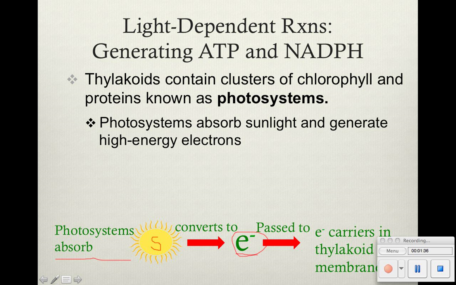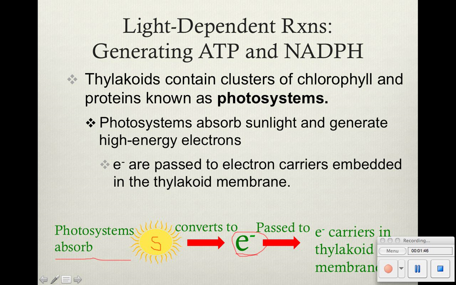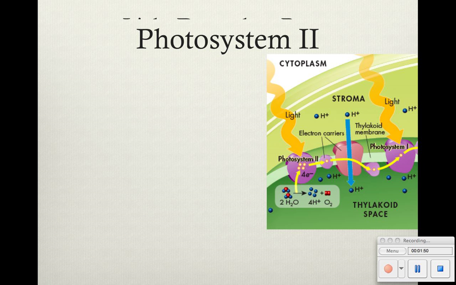Okay? Those electrons are going to get passed over to carriers within the thylakoid membrane, and we have touched upon that. NADP plus is the carrier of those electrons. All right? So, photosystem 2, there's two photosystems.